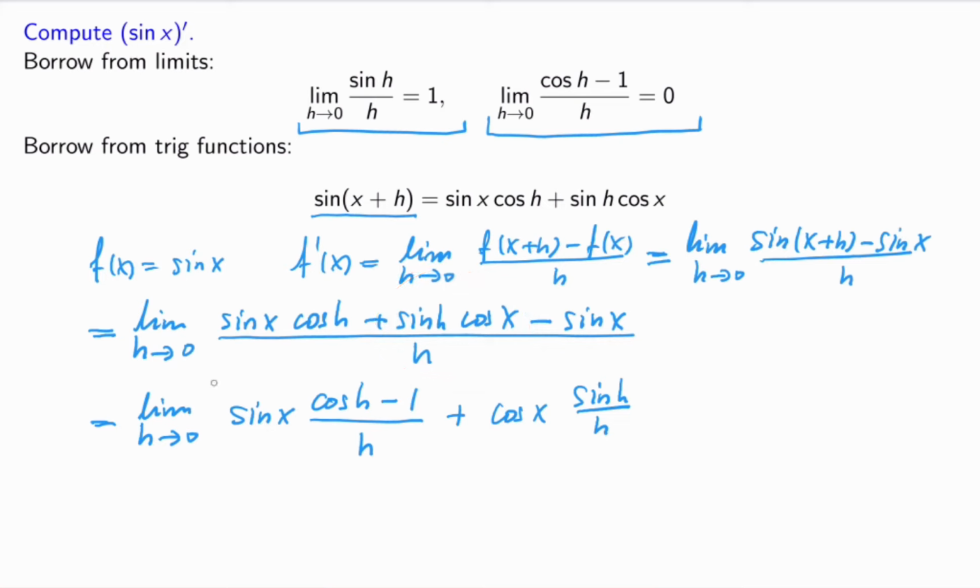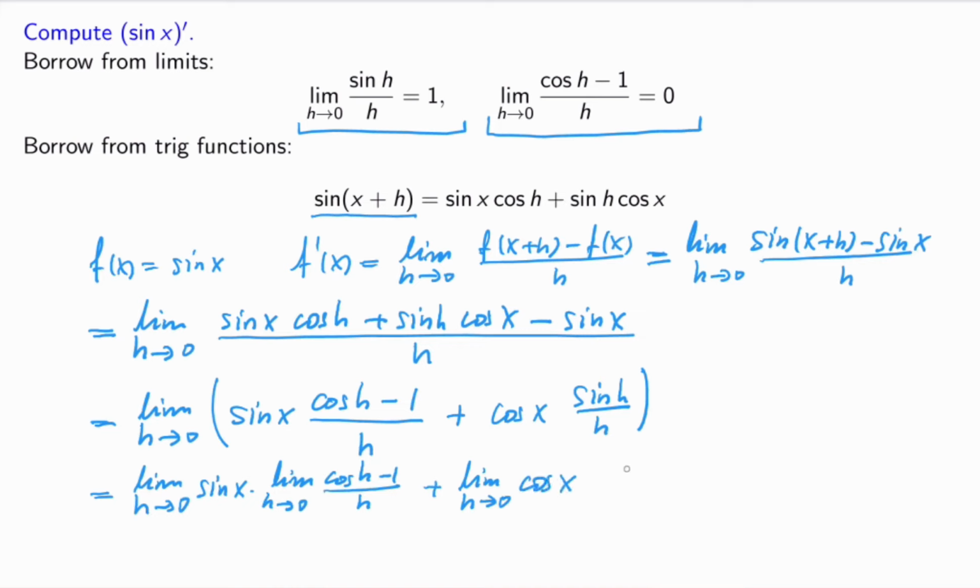So now this might seem a little bit fast, so if you think this is too fast, then please stop the video and do it yourself. But now I can use a property of the limits, so that the limit of a product is the product of the limits. So then I have limit as h goes to 0 of sine x times limit as h goes to 0 of cosine of h minus 1 divided by h, and then plus the limit as h goes to 0 cosine x times the limit as h goes to 0 sine h divided by h.